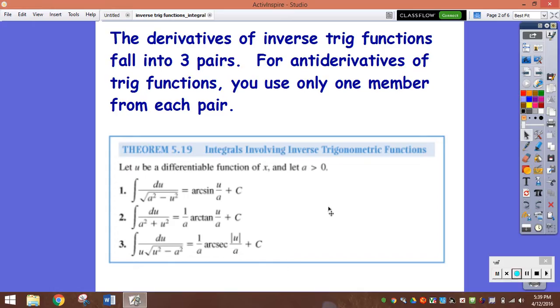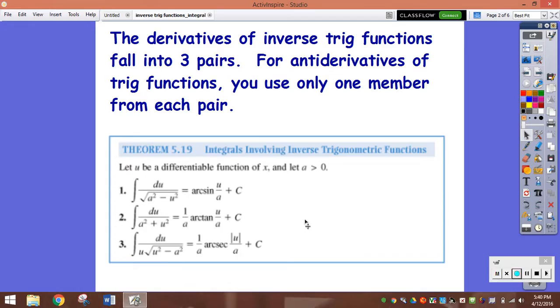And so when we're integrating and we have functions in these forms, 1, 2, and 3, when we integrate, our antiderivative would be an inverse trig function. And so u represents a differentiable function, which means it's composite. So you could have a function within a function, and then a is greater than 0. So a is just some constant, some number that's positive. And so if it takes one of these forms, then you are looking at an integral that will, after you take the integral, be an inverse trig function.